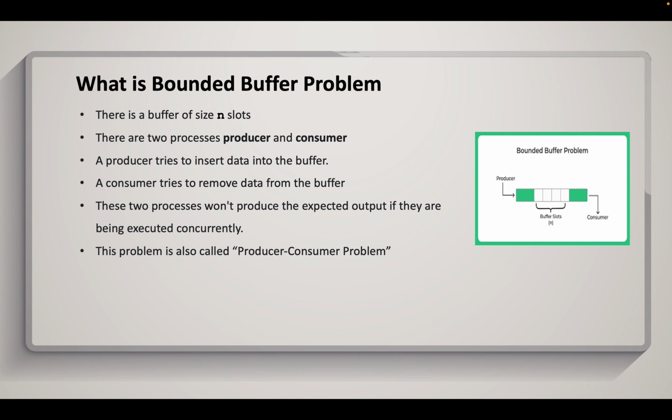Now we are going to discuss classical problems of synchronization. The first problem is the bounded buffer problem. Here there is a buffer with n slots. There are two processes, producer and consumer. The producer always produces data and the consumer consumes the data produced by the producer. Sometimes we call it the producer-consumer problem.